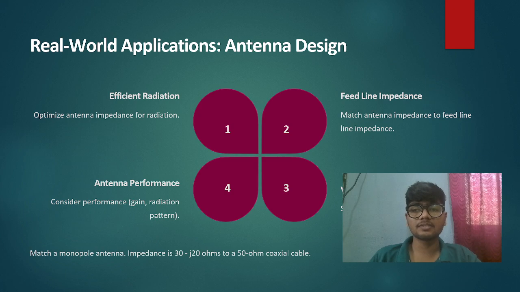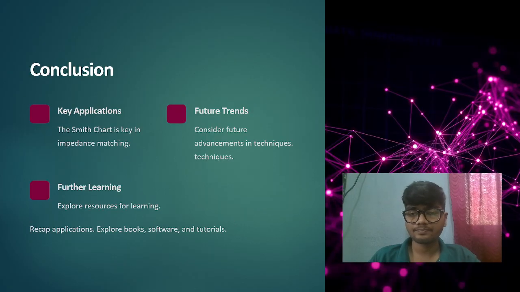Real world applications: antenna design. Efficient radiation, feed line impedance, antenna performance, and VSWR impact. Optimize antenna impedance for radiation. Match antenna impedance to feed line impedance. Antenna performance: consider gain and radiation pattern. VSWR impact: see the impact on VSWR. Match a monopole antenna with impedance 32 plus j20 ohms to a 50 ohm coaxial cable.